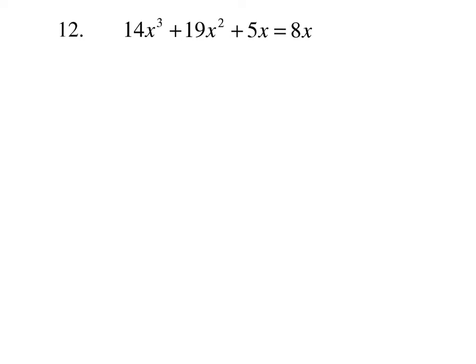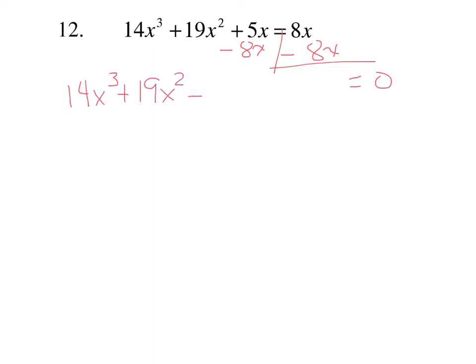Okay, number 12, 14x cubed plus 19x squared plus 5x equals 8x. Again, it doesn't equal 0. So we're going to subtract this 8x, and that will give us an equal 0 here. We have to do it on both sides of the equal sign. Remember, those are the rules for any kind of equation. So we'll end up with 14x cubed plus 19x squared minus 3x, because 5x minus 8x gives you negative 3x. Okay, so now it equals 0, and now we need to factor.